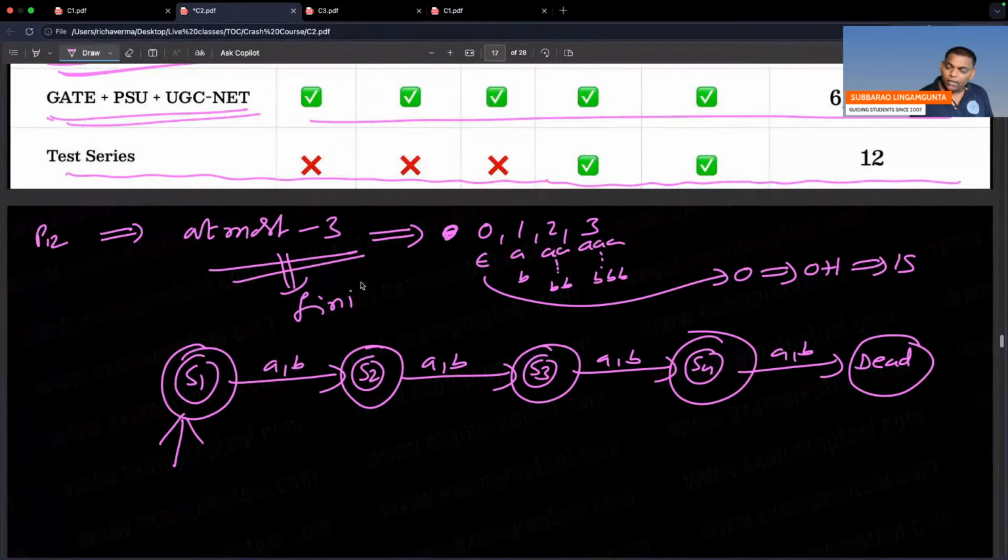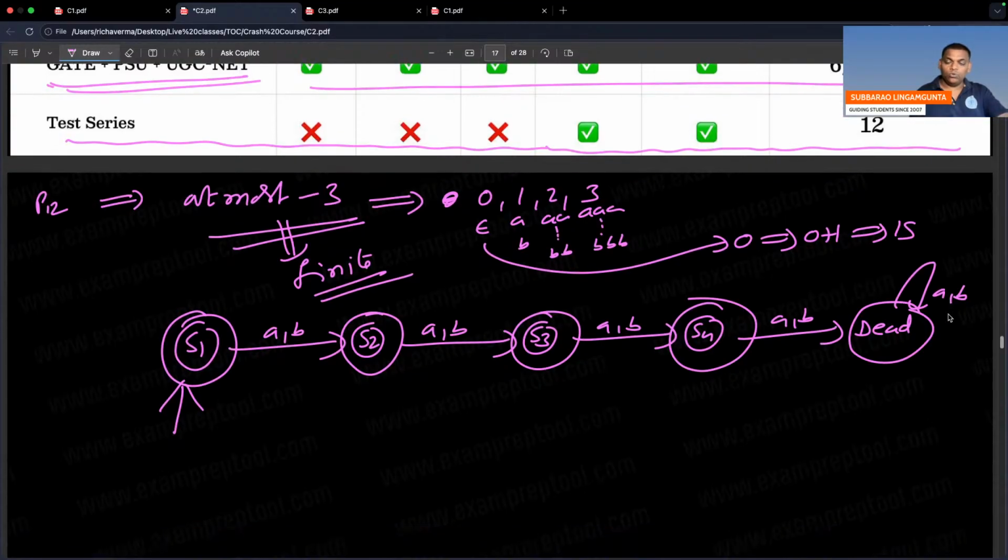For every finite language, a DFA needs a dead state. So be careful, at most 3. Because of at most 3, I think already 4 states, but 1 dead state is required. At most 3, 3 plus 1, because the 3 length string also you have to handle. So 4 states plus 1 more for the dead state.